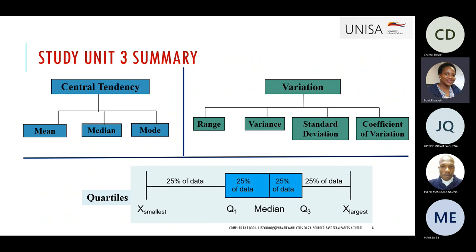But you also need to remember that with the quartiles, you need to find the position, and from the position, you need to find the value. Using the value, you can calculate what we call the interquartile range, which is your Q3 value minus your Q1 value. And you can also visualize the quartiles by using a box and whisker plot, which gives you the five number summary: the smallest, quartile one, quartile two, quartile three, and the maximum values.